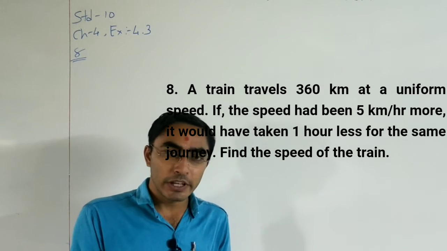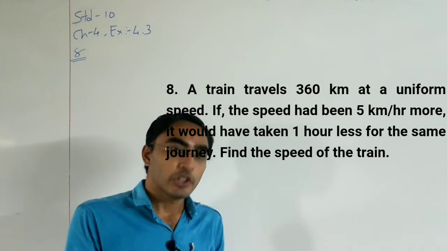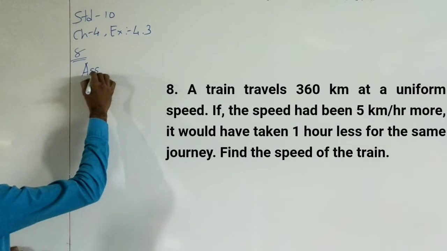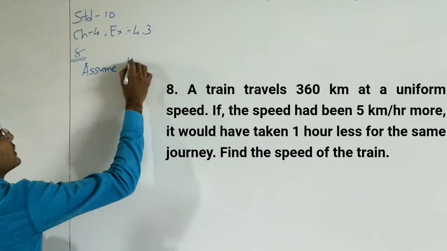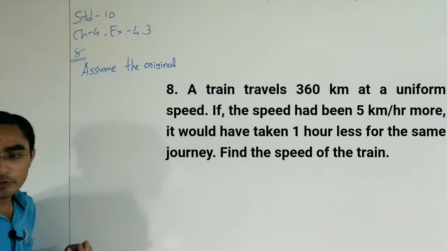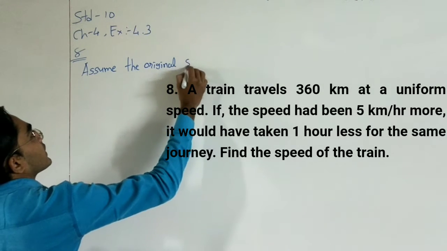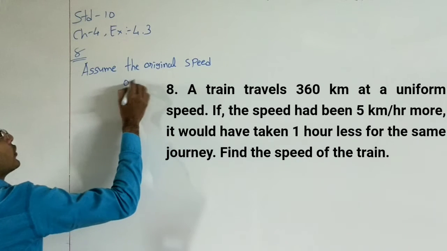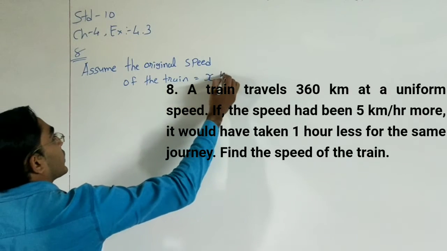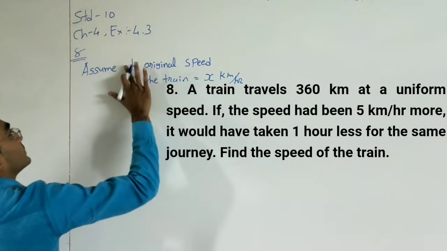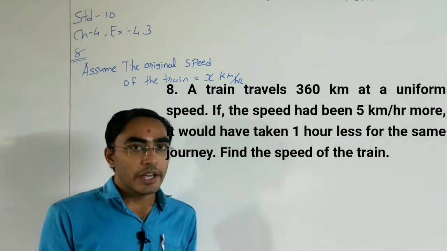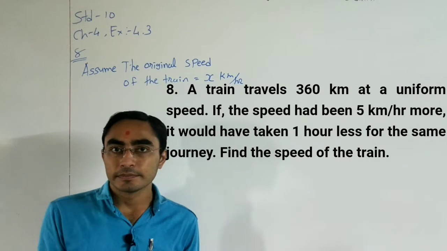So we need to assume one variable. What do we need to assume? The speed of the train, right? So write down here, assume the original speed, otherwise the usual speed of the train, is equal to x kilometer per hour. The original speed of the train is equal to x kilometer per hour, that we assume here.